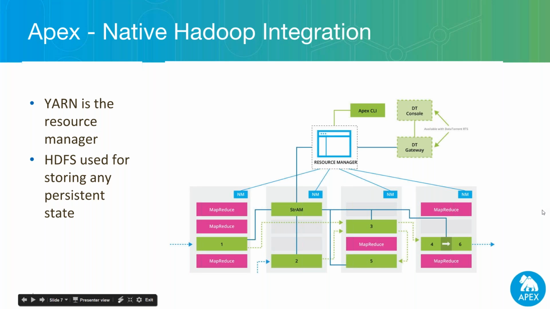And if you observe here, there are different behaviors of these containers. 1 and 2 are on different nodes. 3 and 5 are on the same node, so that is node local. And 4 and 6 are deployed in the same container, which means container local. For container local, we have two types: thread local or container local. Here we use YARN, which is the resource manager, and HDFS is used for storing any persistent data.